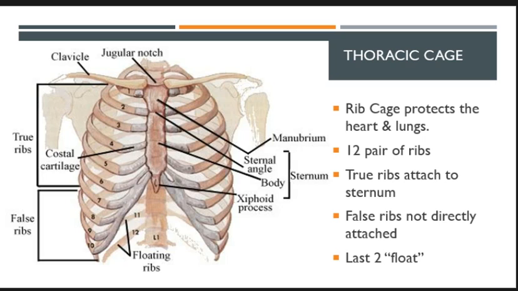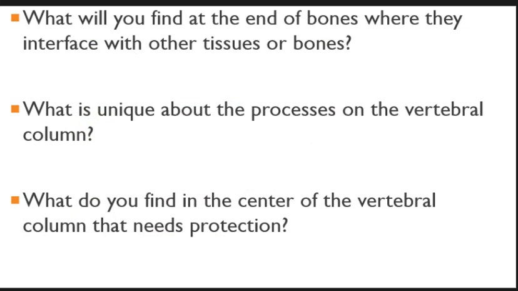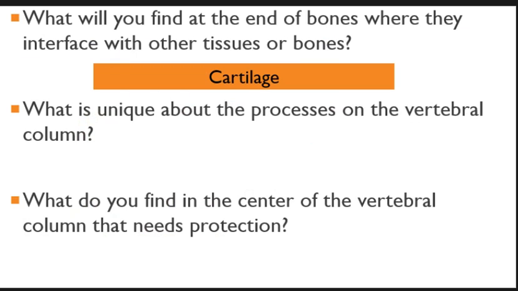All right. Now I think we just have some questions to answer. What will you find at the end of bones where they interface with other tissues or bones? We know that. Actually, at the end on the outside of the bones. Yeah, cartilage. A cartilage cap. We call it articular cartilage.